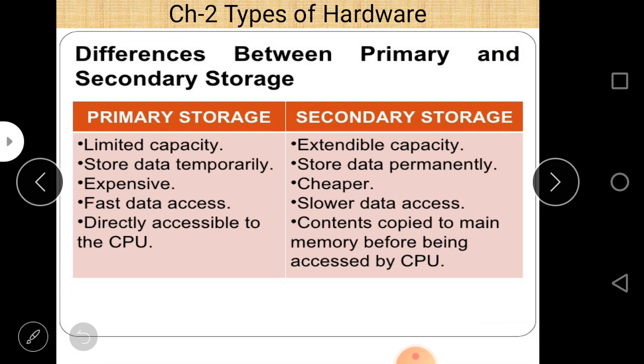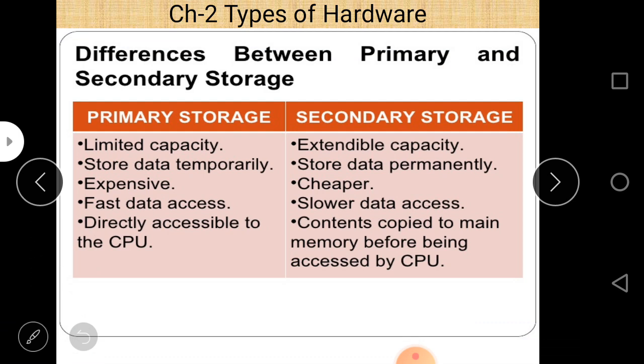Types of memory unit we will discuss in our next lecture. As far as this topic is concerned, always remember that primary storage has limited capacity, while secondary storage has extendable capacity. Second thing, storage of data.